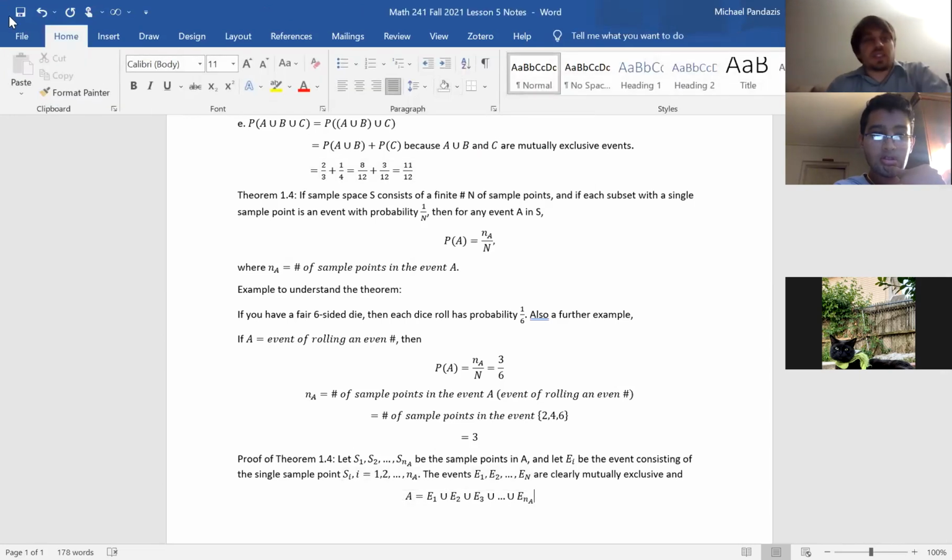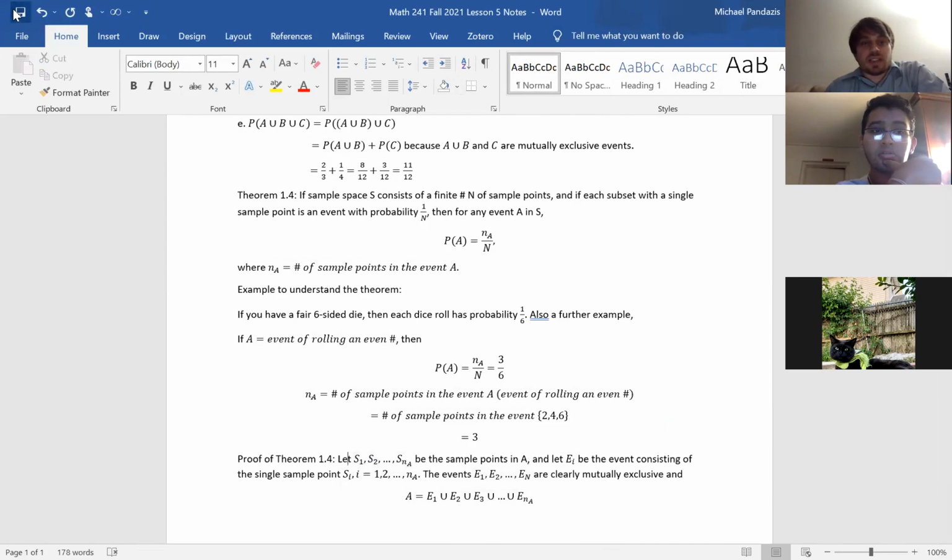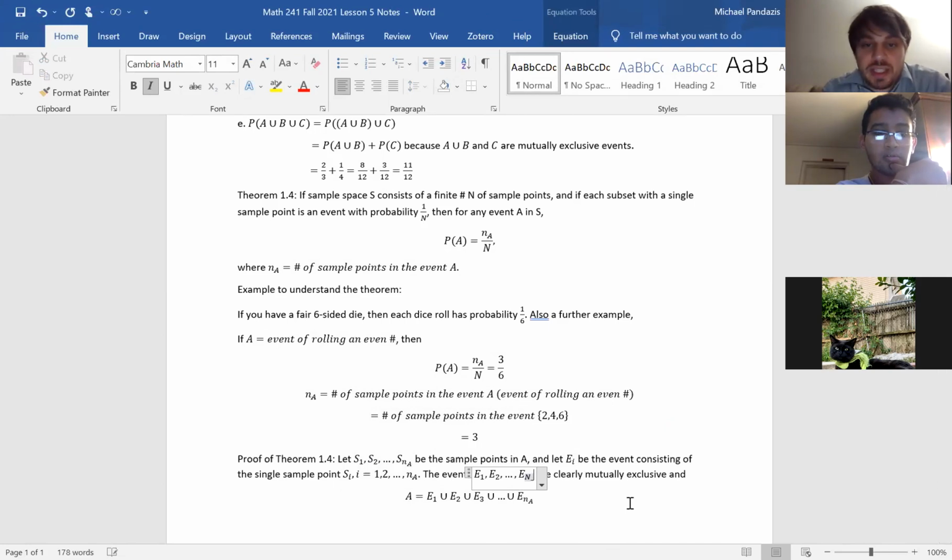Okay, so for instance, S1 is a single sample point in the event A. E sub 1 would be the event of just the single sample point S1. E2 would be the event consisting of the single sample point S2, where S2 is another sample point in the event A. So each one is reserved for a different, distinct sample point in A. Okay, so the events E1 to E sub n sub A.